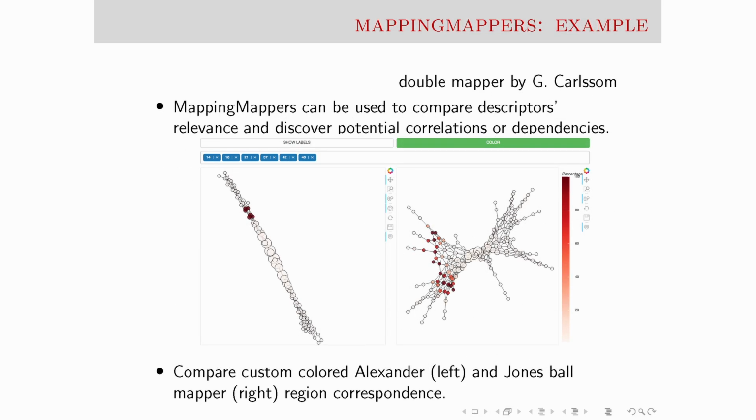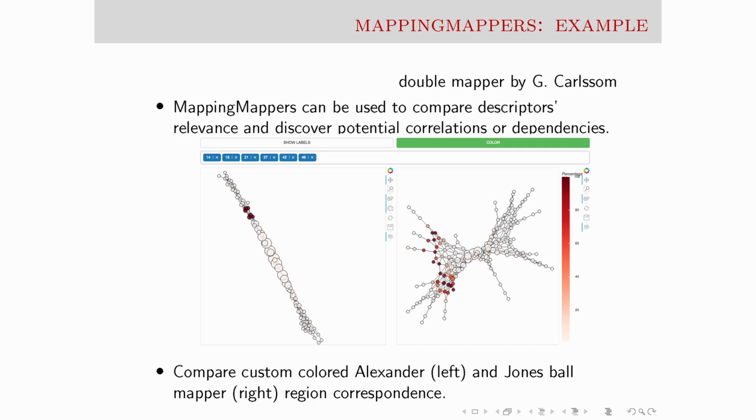Okay, so here's a picture, and again, interactive pictures are much better than the still images, and they're available on the Dioscuri website, so please go ahead. So the idea is that, let's say I'm interested in this collection of clusters on the Alexander ball mapper graph, I can get the coloring of the Jones ball mapper graph and see what the distribution is like.